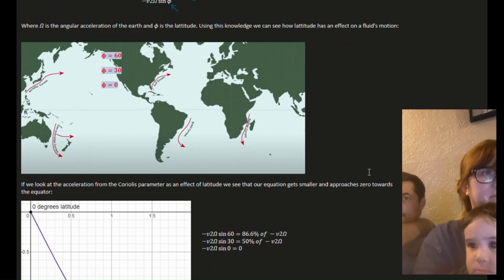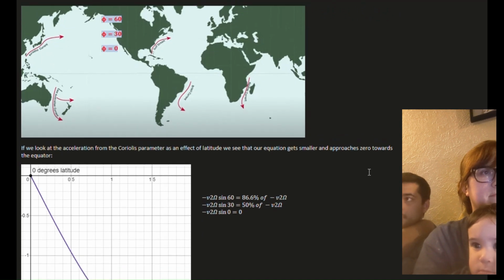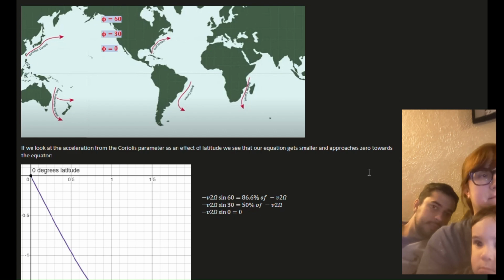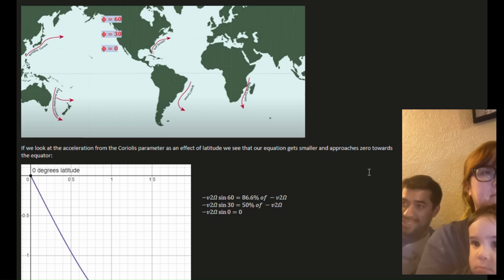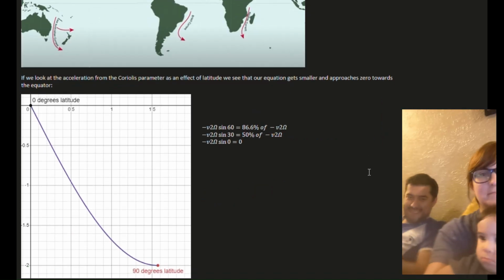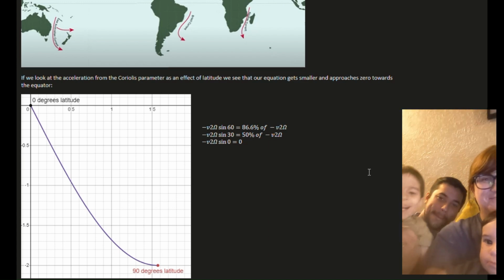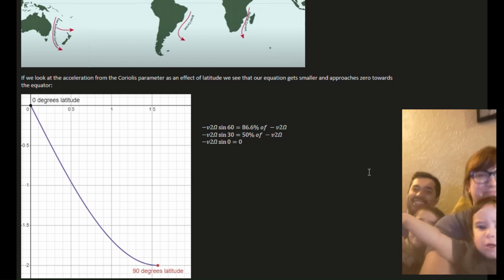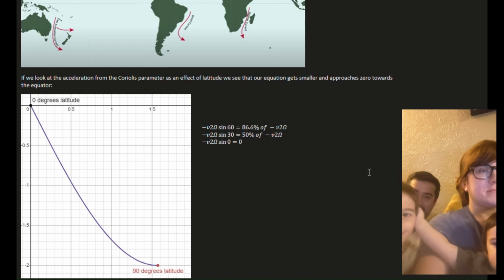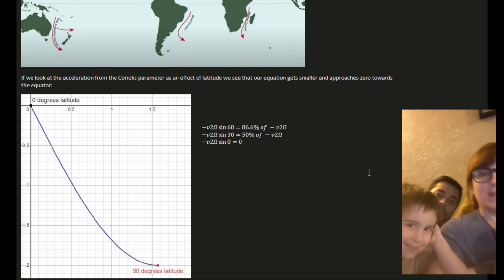If we're comparing latitudes from 0 degrees, 30 degrees, and 60 degrees, just as general examples, and we look at the percentage of the Coriolis force that would have an effect: at 0 degrees it essentially approaches 0. There's no force effect from the Coriolis parameter. But at 30 degrees, you get about 50% of the force. At 60 degrees, you get 86.6%. And at 90 degrees, you get the full 100%.